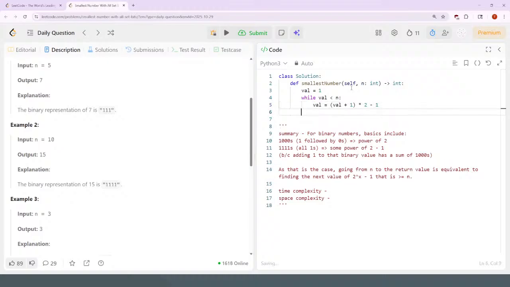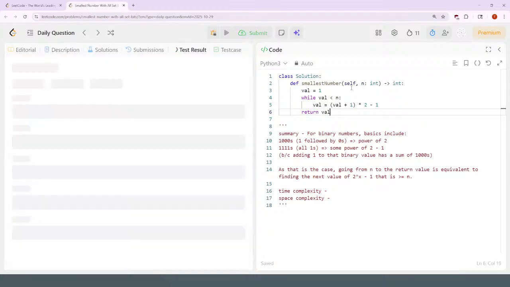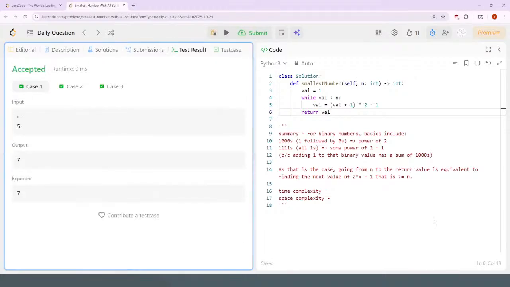So next one up, value is 3. After that, 3 plus 1 is 4, 4 times 2 is 8, 8 minus 1 is 7. So while that is less than n, keep on going. I think that's correct.